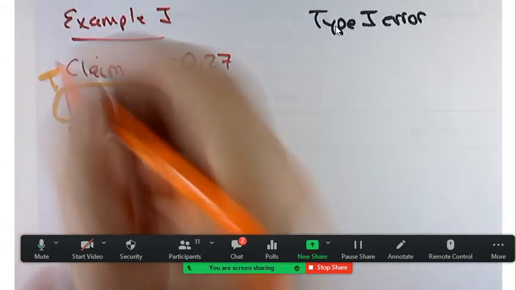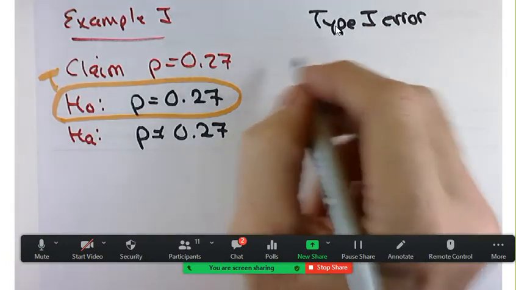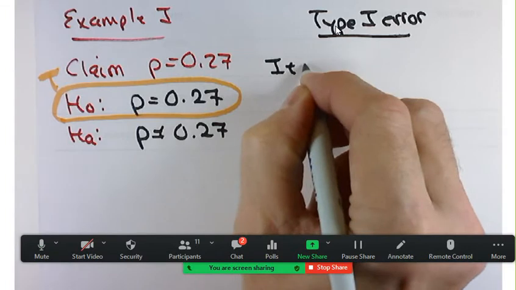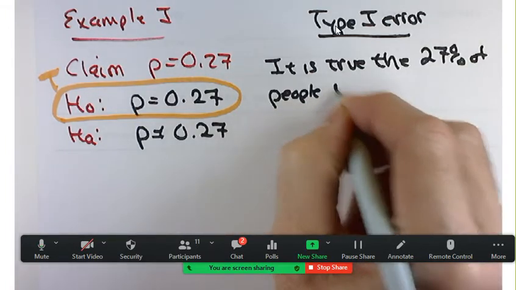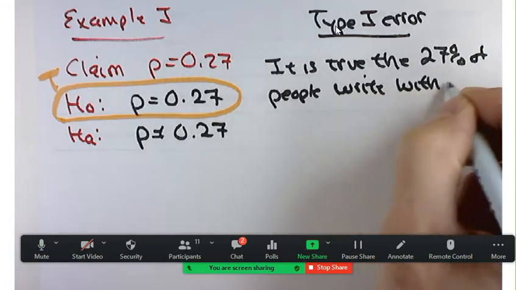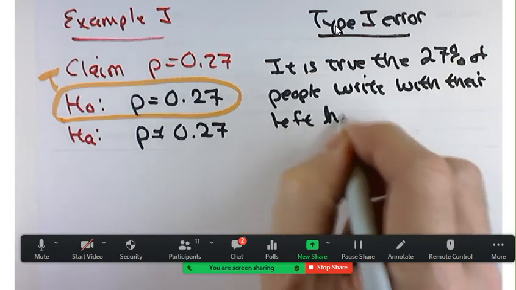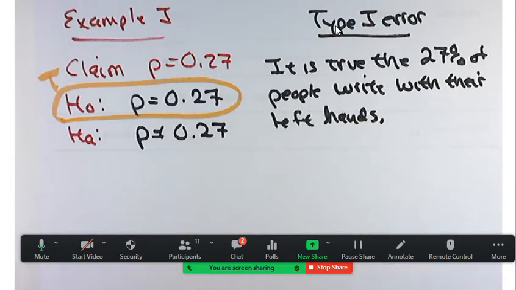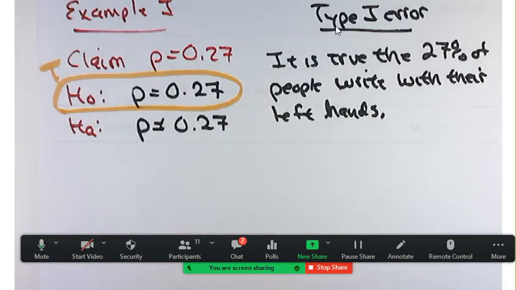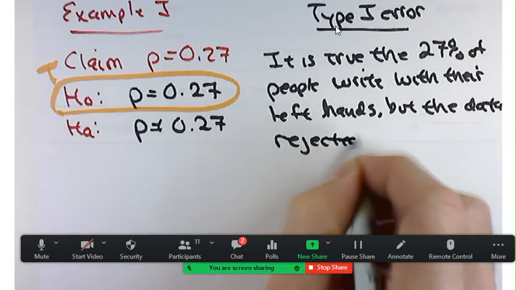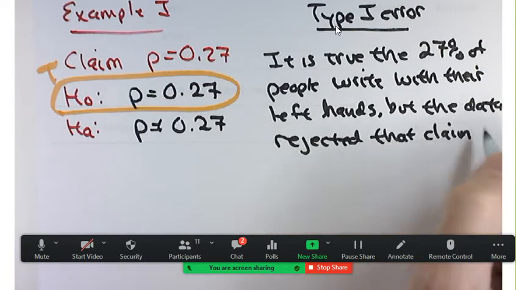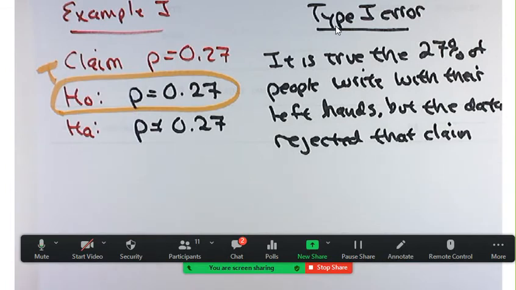So this is true. So let's state that. Type 1 error is going to be: it is true that 27% of people write with their left hands. So that's what's true. The second part of that is to state our decision. Well, our decision wasn't to fail to reject it, because we made an error. So our decision was that we rejected that claim. So the data rejected that claim. So we conclude that the alternative is true. We concluded something different is what happened on that one.